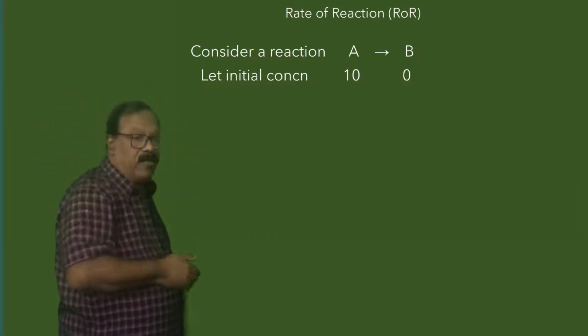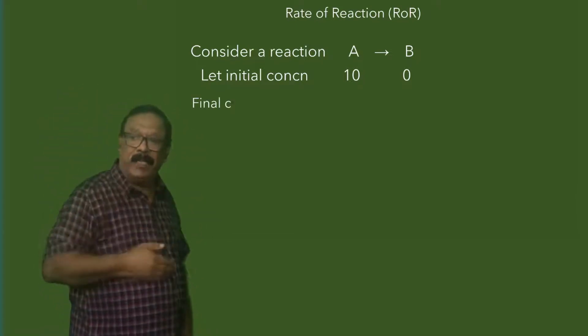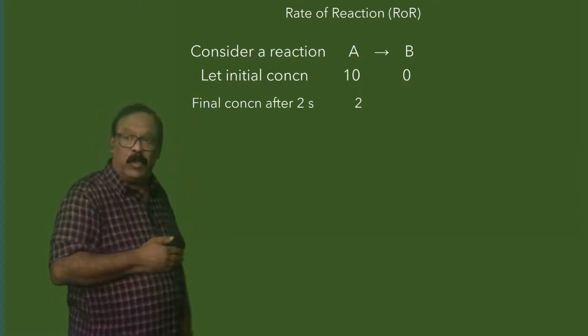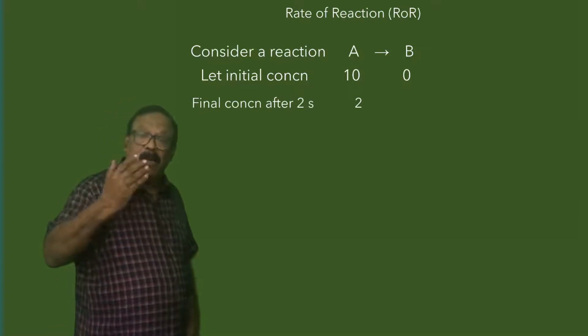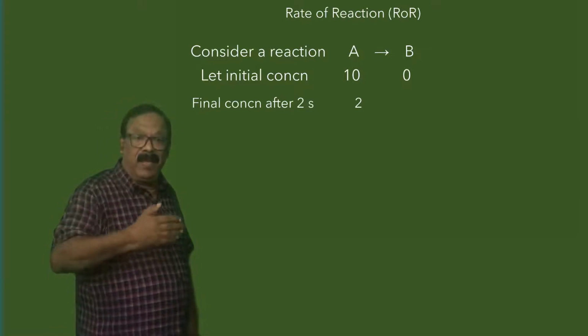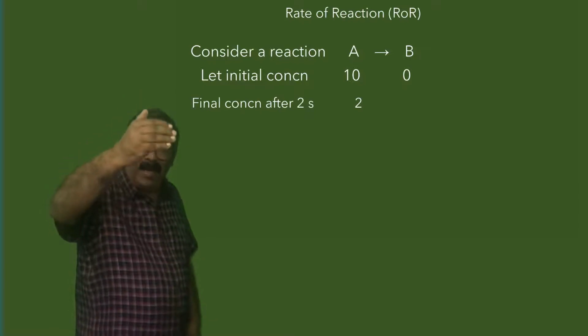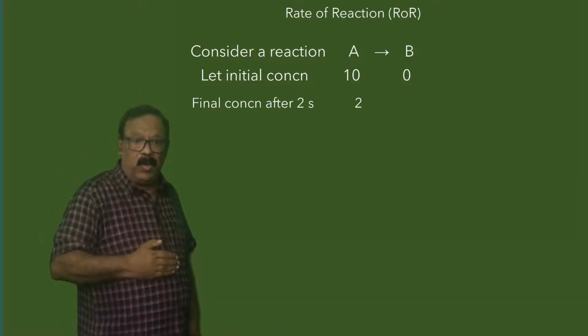Let, after completion of the reaction, we again measure the concentration of the substances. Let the concentration of A be 2. What will be the concentration of B? Initially it was 10 for A. From 10 it decreases to 2.